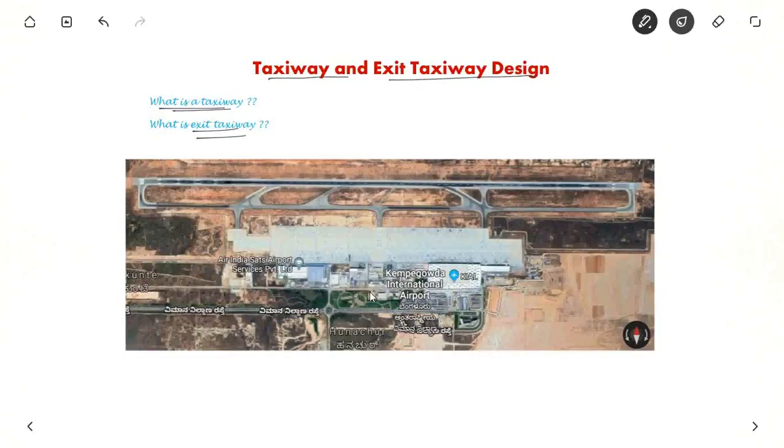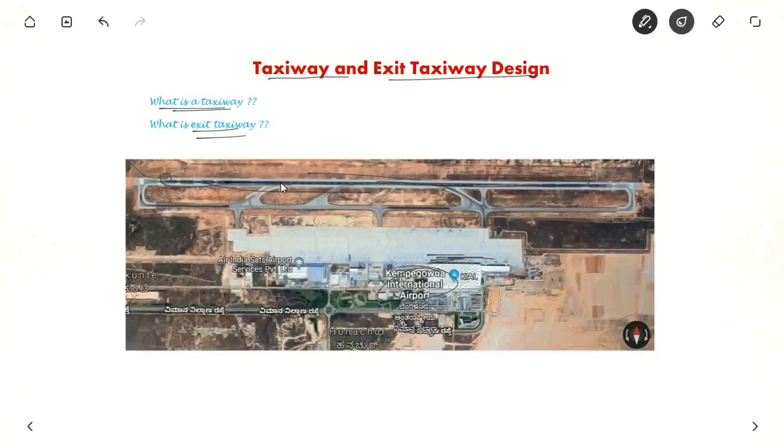This is of Bangalore airport. As you can see, this whole thing is the runway, and this is the airport terminal, and here is the gate where aircraft get loaded or unloaded. So the whole aim of the aircraft after landing is to reach this place.